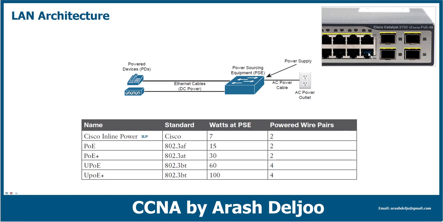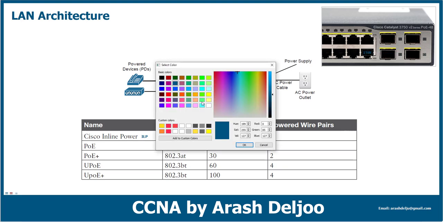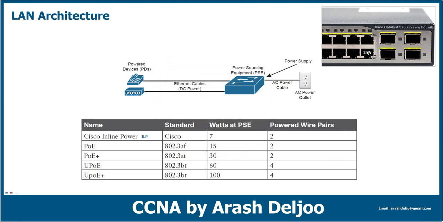If you connect a device that needs more than 15 watts to this port, the device cannot be enabled, and you cannot use it. This is PoE. But if your device supports the next standard, IEEE 802.3at, we call it PoE Plus. Some switches now support PoE Plus. With the 802.3at standard, the switch can supply 30 watts on each interface. Again, we are using two powered wire pairs.